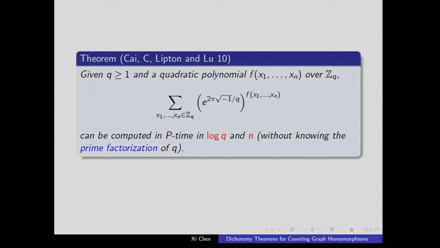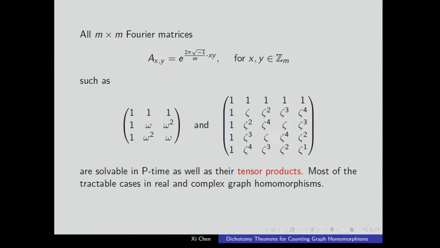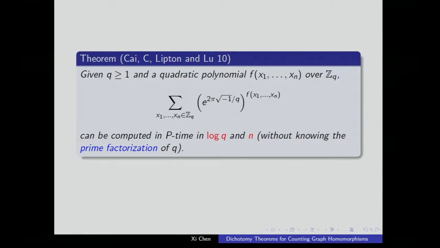Now, once we have this algorithm, immediately we know that all the Fourier matrices are tractable. So here is the definition of the Fourier matrices, an m by m Fourier matrix. The entries satisfy this expression. The xy entry is just the m-th root of unity to the power of x times y. So these are Fourier matrices, and by this theorem, we know that all of them correspond to tractable cases.